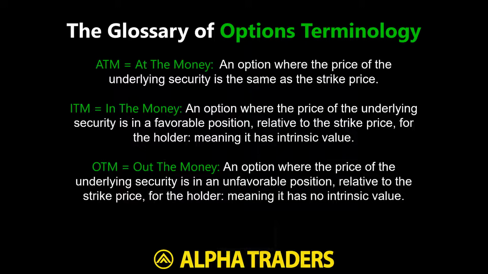It has intrinsic value. OTM is just the opposite. This is out of the money. So an option where the price of the underlying security is in an unfavorable position relative to the strike price for the holder, meaning that it has no intrinsic value. So clearly this one would say, okay, AMD is at 50. I have a call option at $55.